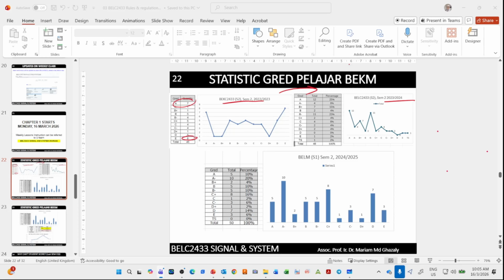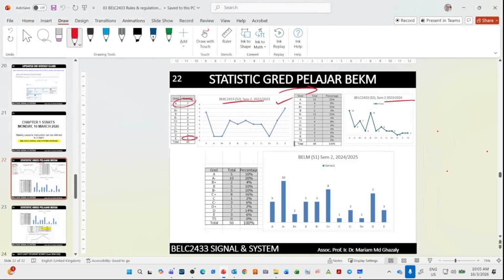Okay, so if you look at semester two, the previous one was 2022-23. Okay, and then 2023-24, you can see that the number of A and A minus increased to 16, and the number of fail is only 1. Okay, this is only my section, I'm not including the other lecturer's teaching. And then this is considered high.